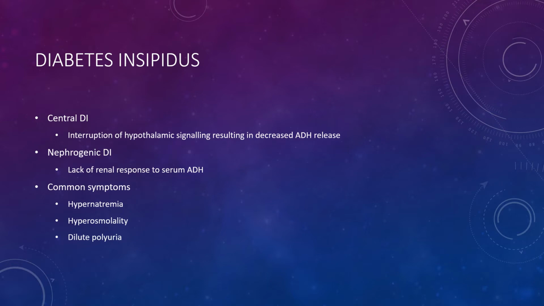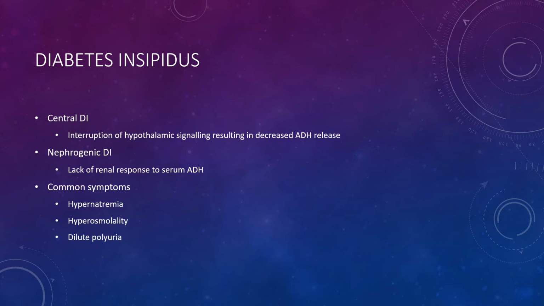So diabetes insipidus is broken down into central and nephrogenic DI. Central DI is caused by an interruption of hypothalamic signaling, which can be anatomic or ischemic in nature, resulting in decreased ADH secretion from the posterior pituitary. And again, this is common after traumatic brain injury, tumor resection, or vasospasm of the anterior circulation, or brain death.